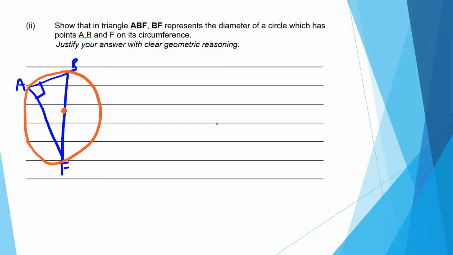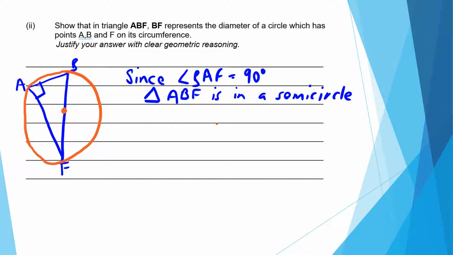A, B and F all lie on the circumference of the same circle with diameter BF, since angle BAF equals 90 degrees. Triangle ABF is in a semicircle, because the angle in a semicircle is 90 degrees, and BF must therefore be a diameter, and it's all because angle BAF equals 90 degrees and it's angle in semicircle.